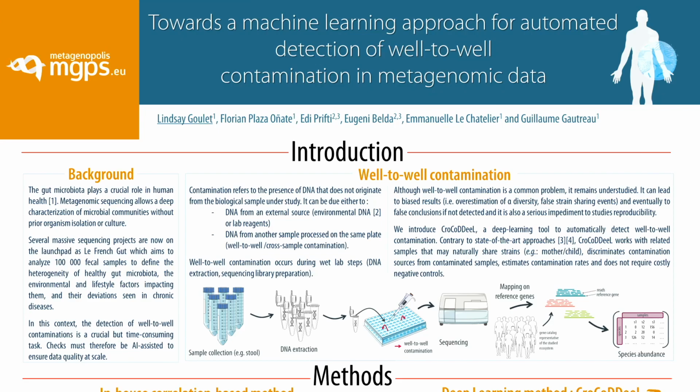Here we introduce Crocodile, a tool for detecting this contamination. Crocodile works with related samples like mother and child and allows the discrimination of contamination sources from contaminated samples. It can also estimate contamination rates and does not require costly negative controls.